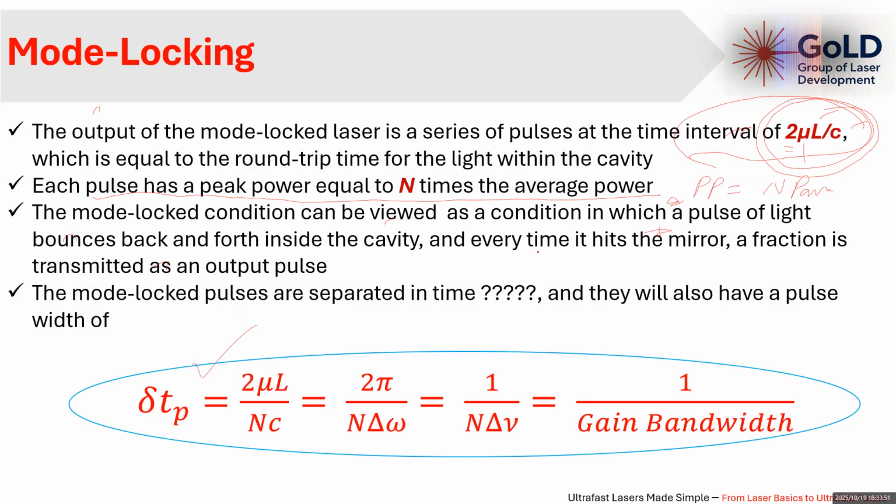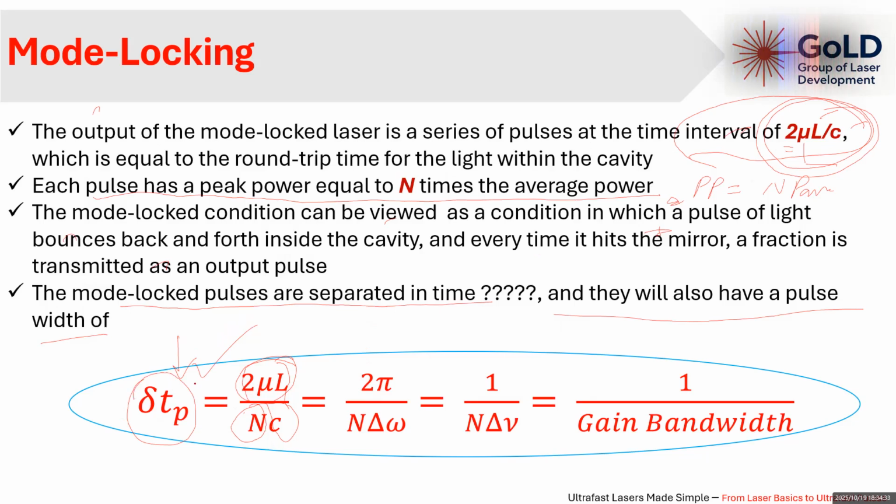Now, the mode locked pulse is separated in time, and they will also have a pulse width from the same relation. Okay, this is your time, and it is divided by n, the number of modes, the total locked modes. What you get is this relation.